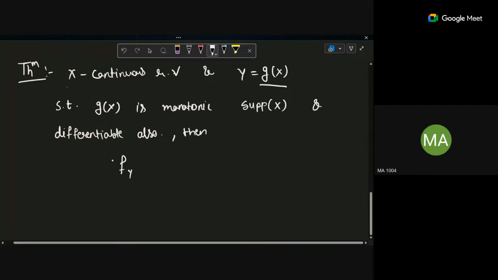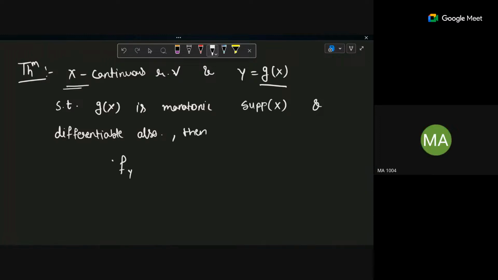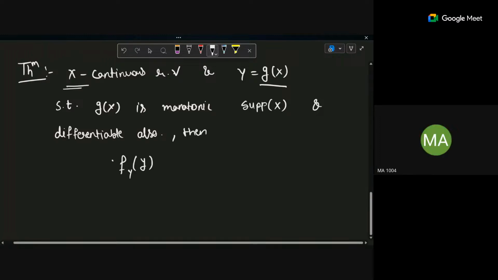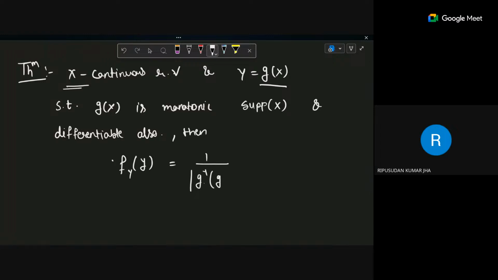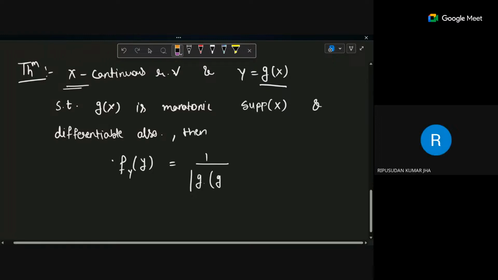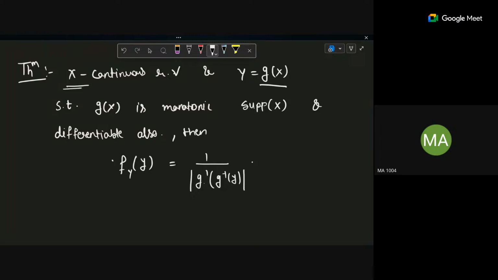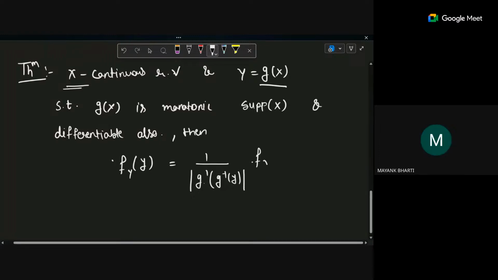We know the PDF of x, right? That's why we will predict the PDF of y, which is equal to 1 upon the modulus of g dash of g inverse of y, into fx of g inverse of y.